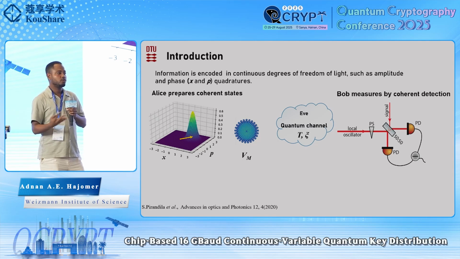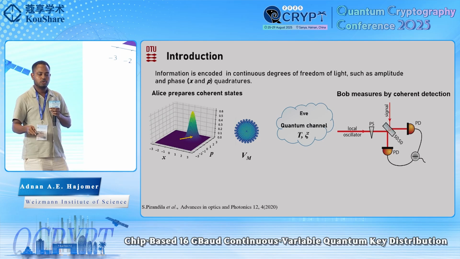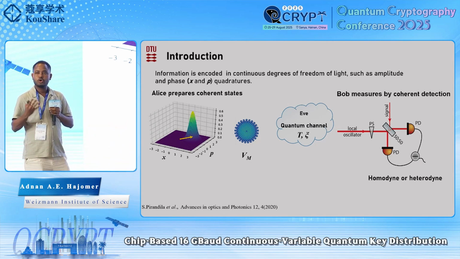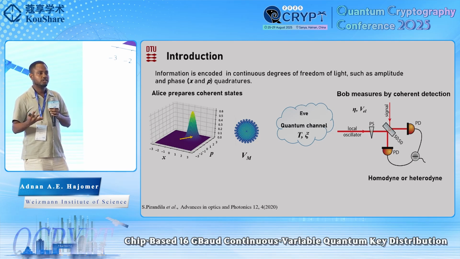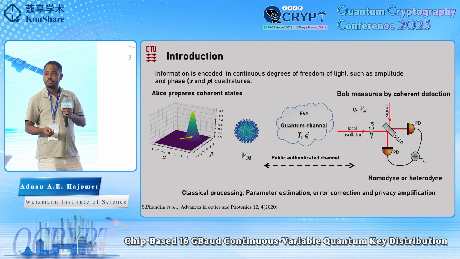At the receiver side, we decode this quantum information by using coherent detection. Coherent detection works by overlapping your quantum signal with a strong beam known as a local oscillator. Based on the phase of the local oscillator, you can detect either the X quadrature or the P quadrature in so-called homodyne detection, or you can detect both quadratures simultaneously in so-called heterodyne detection. The receiver side can also be characterized by two parameters, the efficiency of your detectors or your receiver, and the electronic noise. After this prepare-and-measure phase, we do post-processing, and this includes parameter estimation, error correction, and privacy amplification.